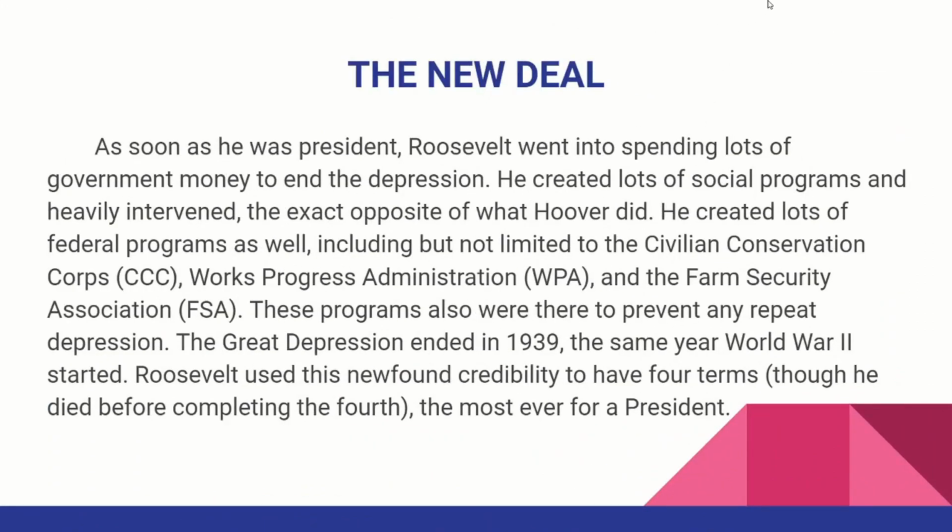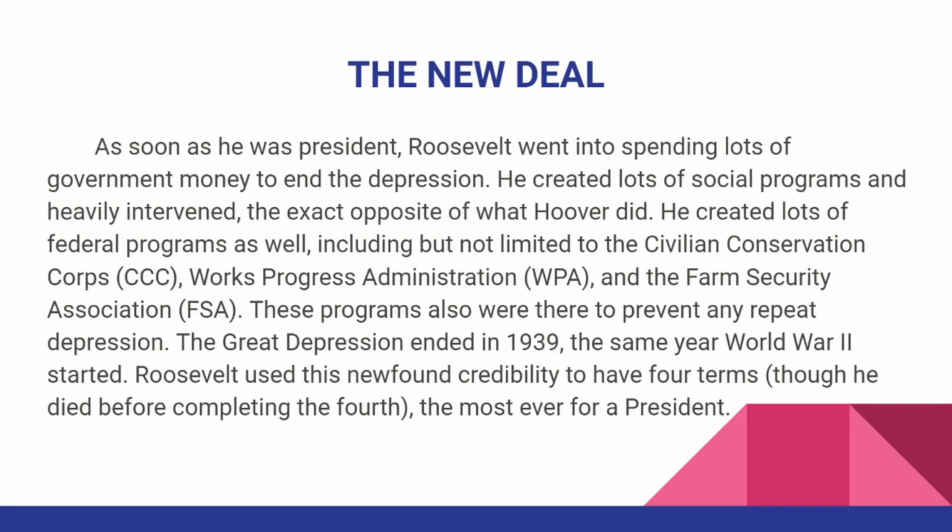Now, the New Deal. As soon as he was president, Roosevelt spent lots of federal money on government programs. The CCC, WPA, FCA, and so much more. He did a lot more than Hoover did, but he also did some public works projects, as Hoover did. These programs were there to also prevent any repeat depressions. The Depression ended in 1939. That's the same year World War II started.